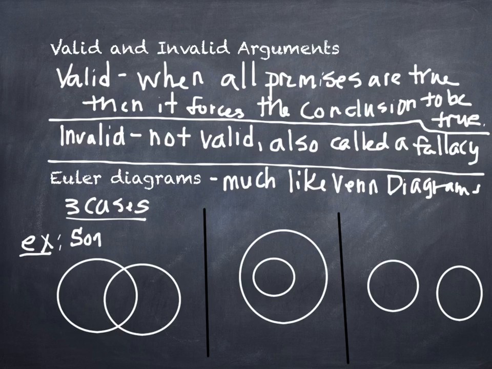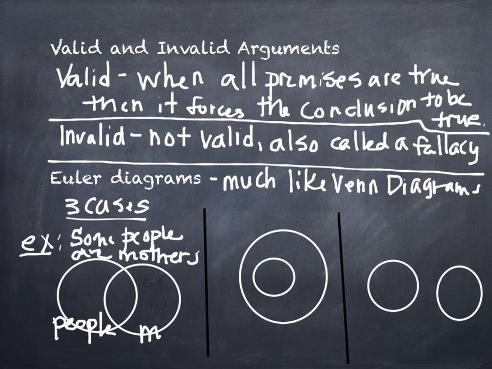If I said some people are mothers, these two overlapping circles would be a representation visually of what that's talking about. One circle would be all the people, and one circle would be all mothers. So the people in the overlap are the mothers who are people.